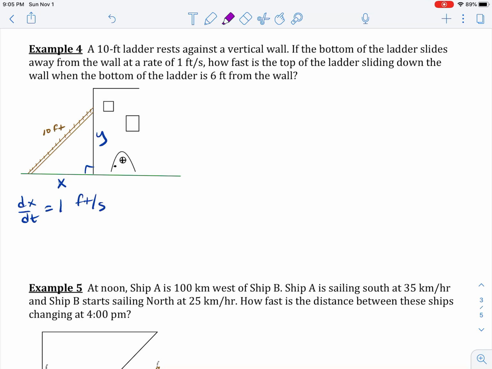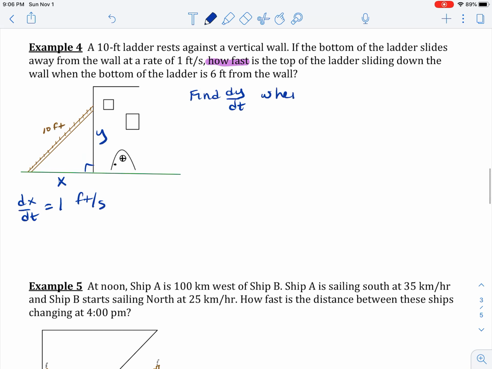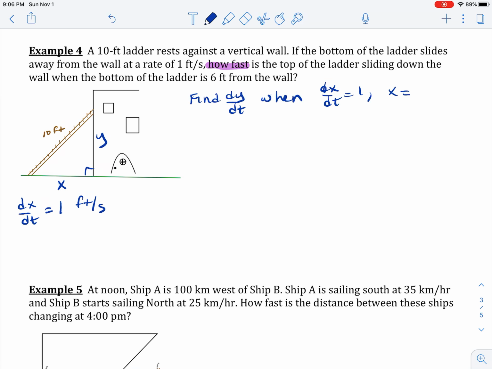And we know when it's sliding down, that ladder is pushing away, so dx dt is increasing, right? And it's asking us how fast, again, so we're given one rate and we're asked to find another rate. How fast is the top of the ladder? So that's telling us find dy dt because that's what we want to find, and I labeled it y, so we're finding that rate of change when dx dt equals 1, and when the bottom of the ladder is 6 feet and x is equal to 6.